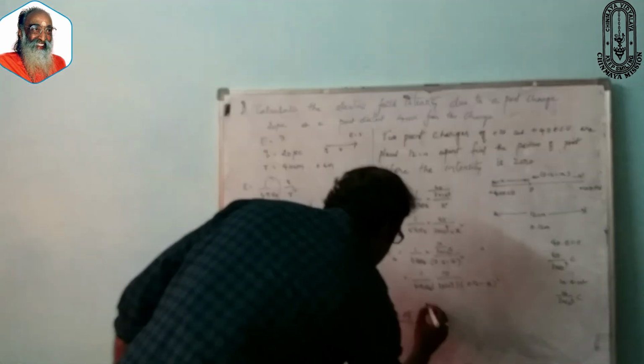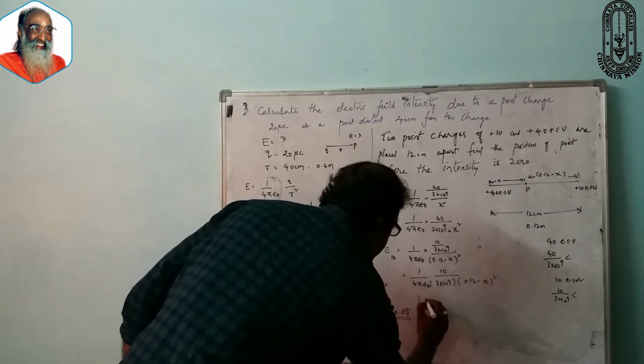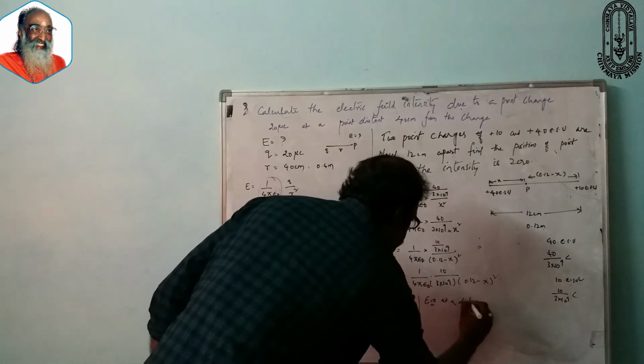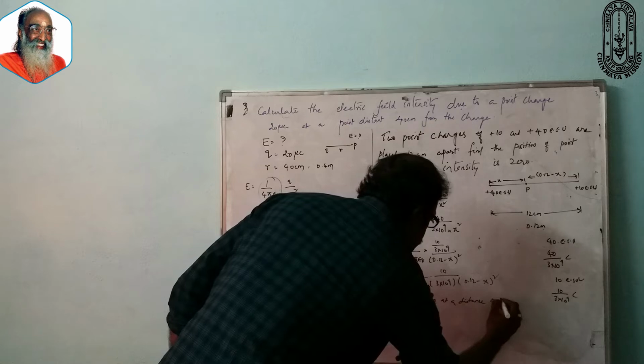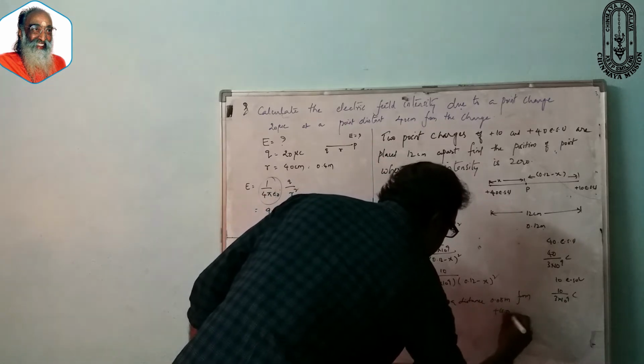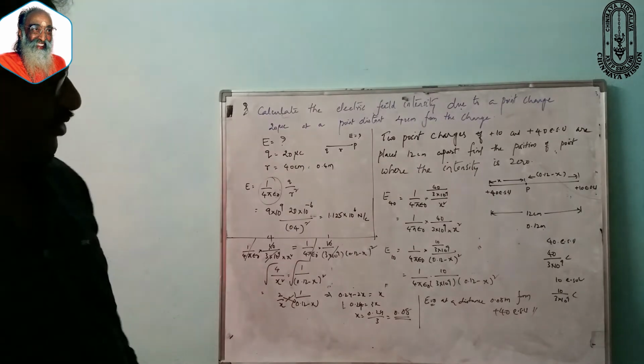So the intensity of electric field is 0 at a distance 0.08 meter from plus 40 ESU. This you have to mention and then you have to stop the problem.